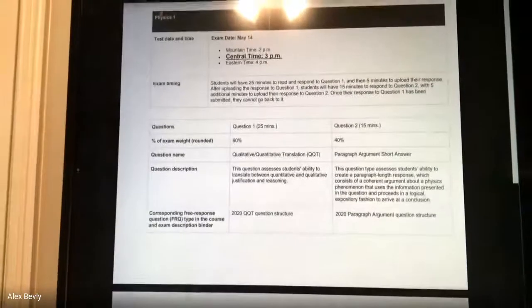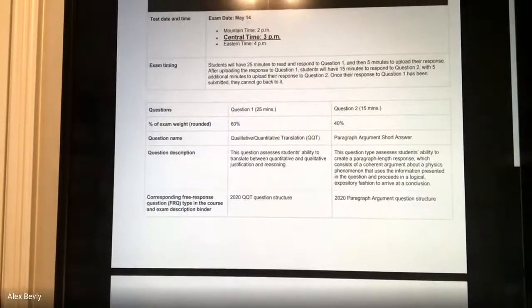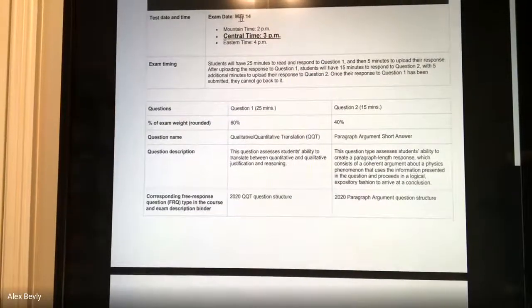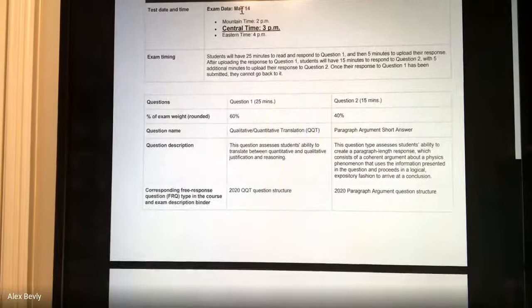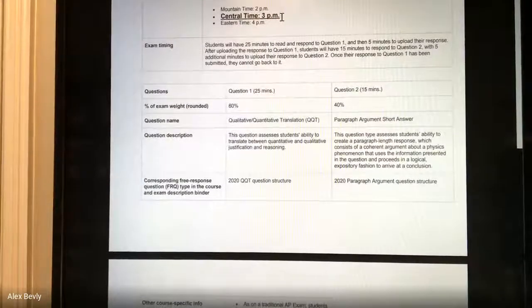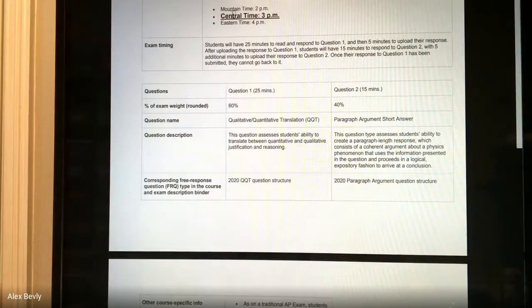All right, AP test. I'm sure you've heard a lot. It's been pushed back a week. It's going to be May 14th. I'm sure most of you are still in Texas, so every single person around the world is going to take this at the same time. We're going to be taking this at 3 p.m. If for whatever reason you're in another state, you're going to take the test at this time. The AP test is all going to be at the same time. We're only going to have two different questions.